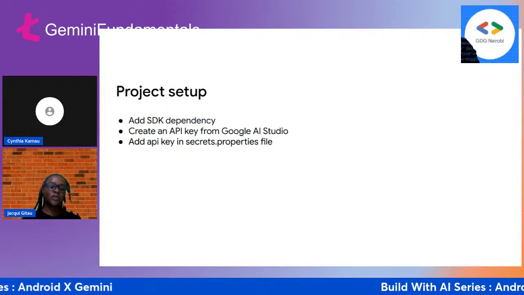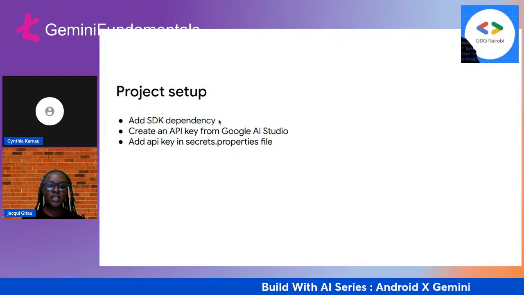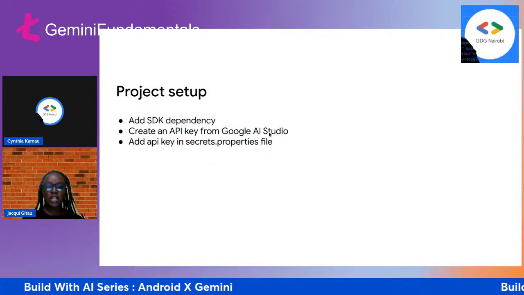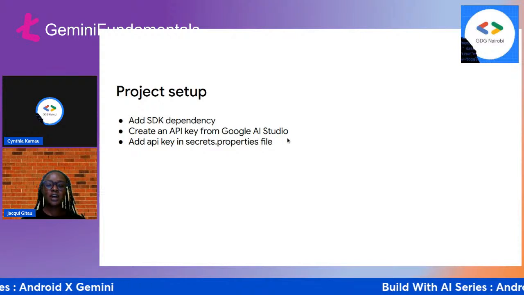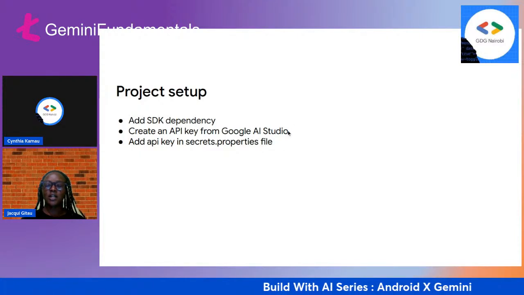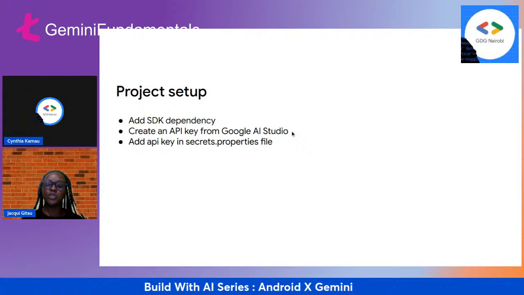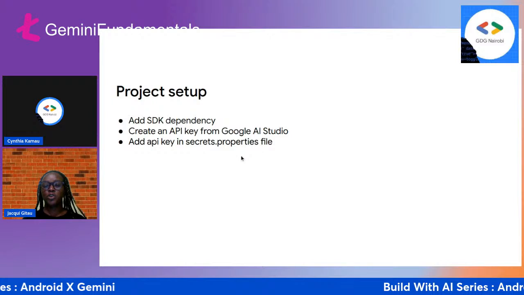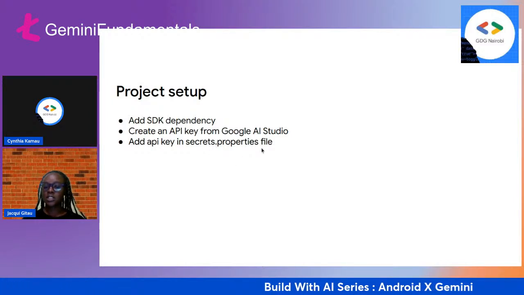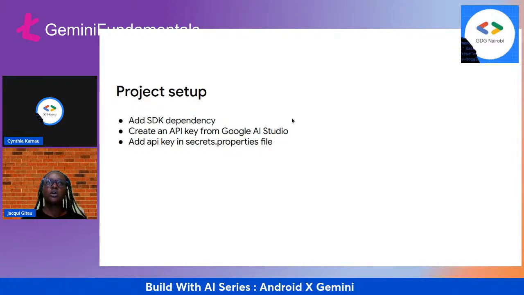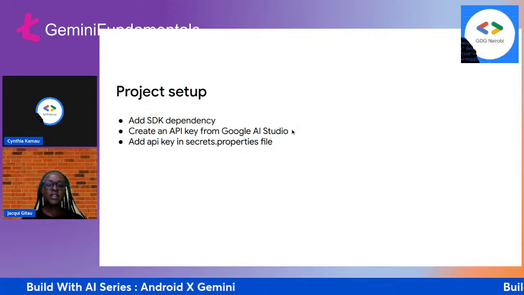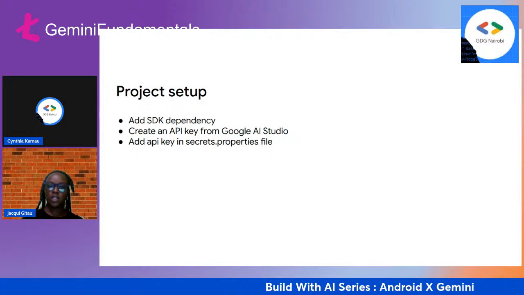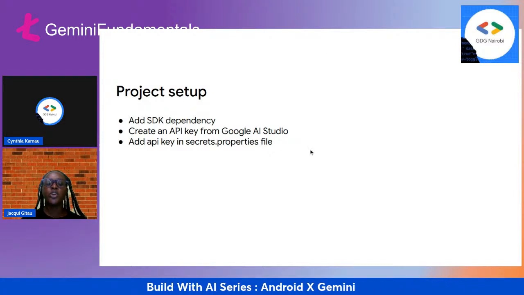And also when you're setting up your application, you need to add the SDK dependency that Google has provided for you. And you also need to have an API key. If you don't have one, you'll have to create one in the Google AI Studio. And also you need to add the API key in your application. You can either do it in the secrets.properties file or in your local.properties file. That is if you'd like to share this project with people on your repository.